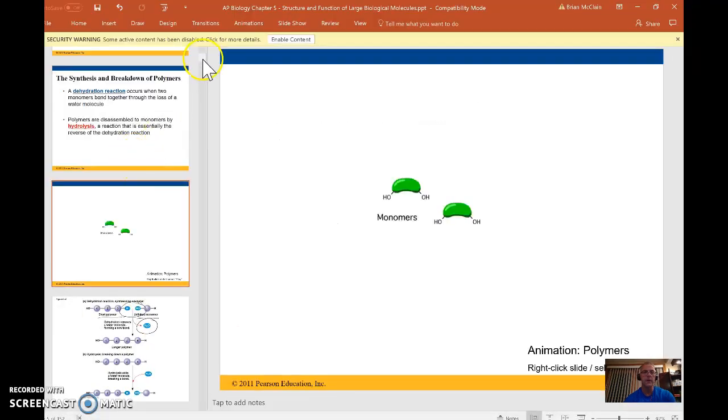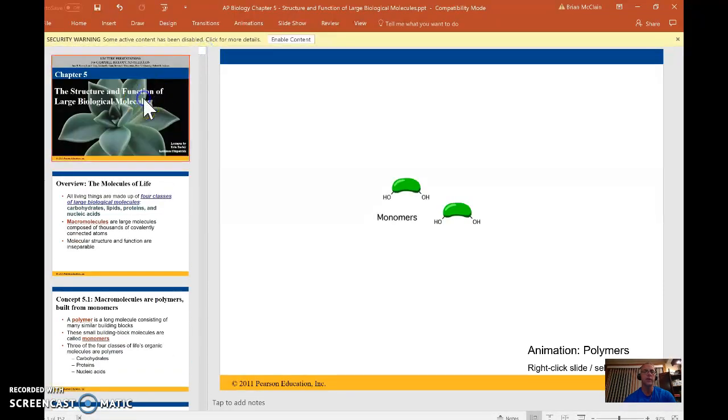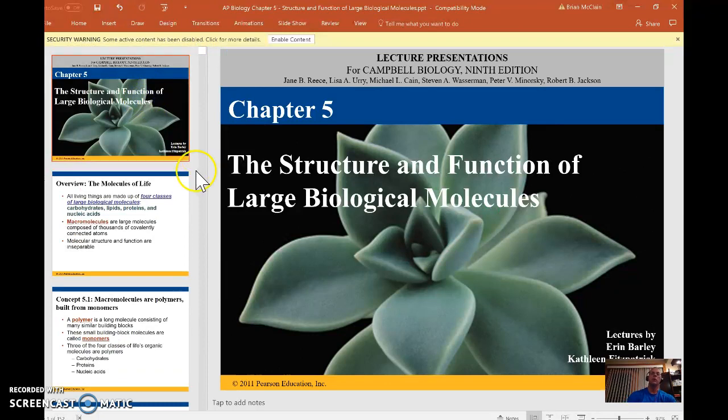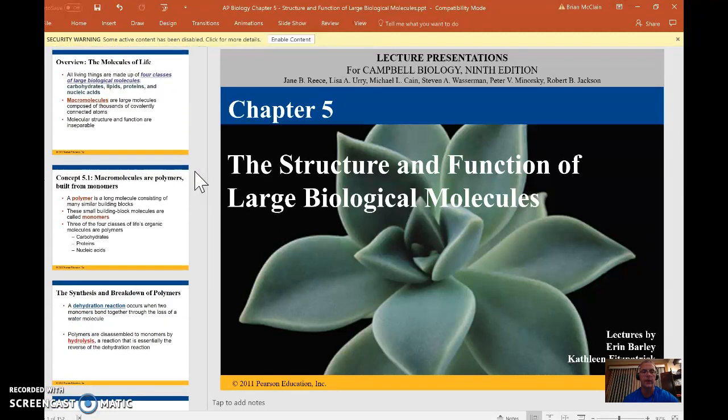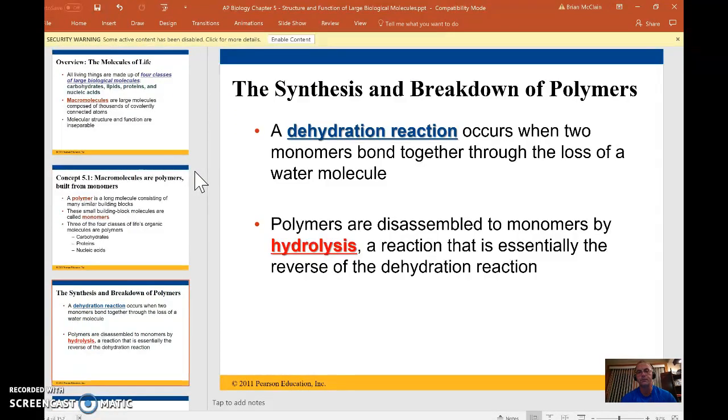All right, so as we get into the material of Chapter 5, we were focusing on some of the general characteristics of being able to build polymers from the monomers. The first slide that's really important for us is reviewing the 2 different key processes. In this, we have the dehydration reactions, and we have the hydrolysis reactions.